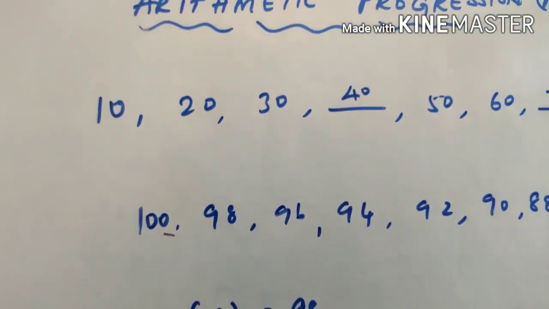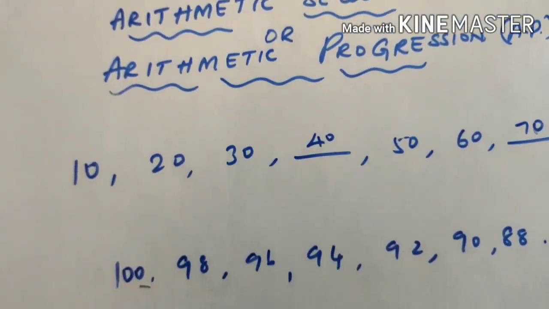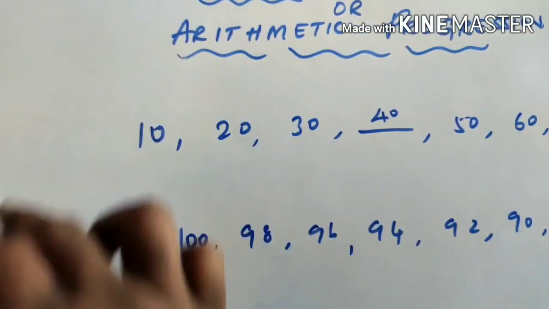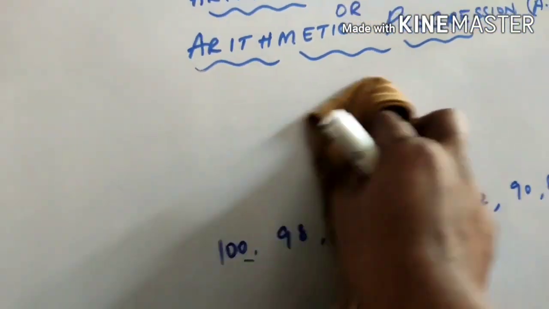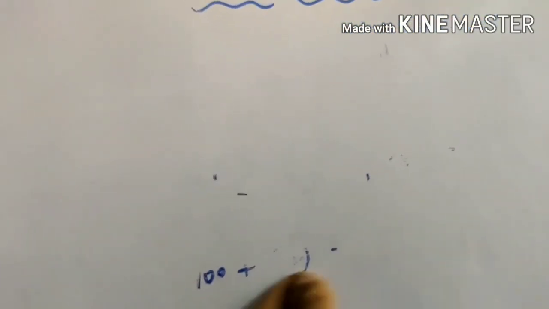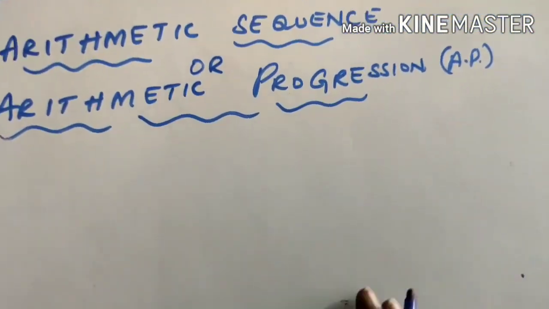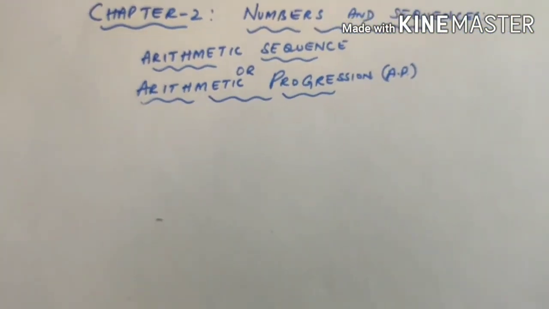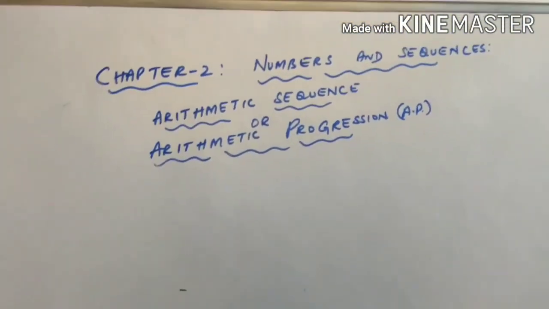So like that you can say an arithmetic sequence is a sequence in which a common number is added to get a complete sequence. Okay, so this is what arithmetic sequence, arithmetic progression, or AP is. So this is the introduction, that is, what is AP. Okay, now we are going to see some basic formulas we are going to study in this concept.